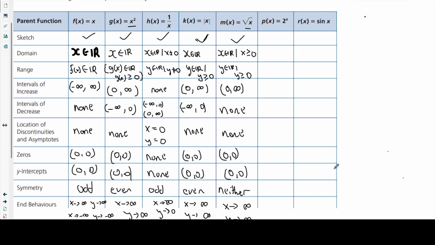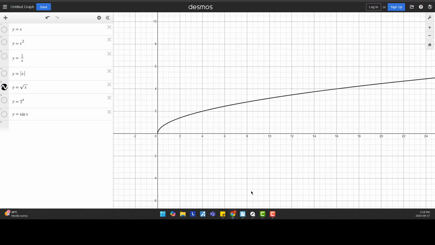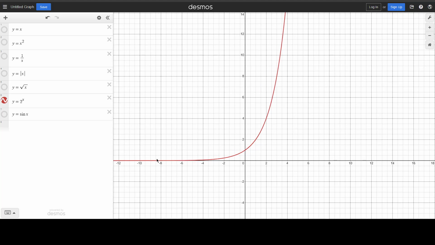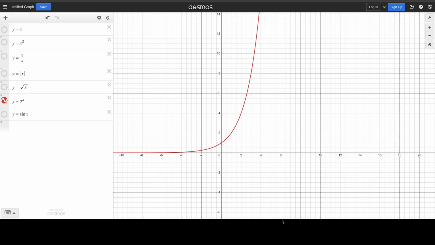All right, welcome back. So this should be the last section for question number 12, page 25. Now we are dealing with an exponential function. P of x is equal to 2 to the power of x. So let's see what that looks like as a graph. And this is an exponential function. Starts off small and then grows rapidly.